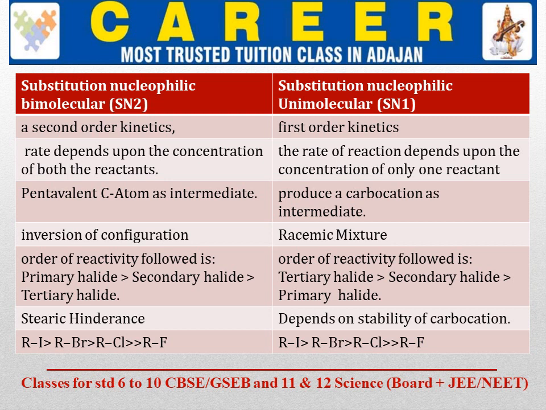Order of reactivity: primary is more reactive than secondary and tertiary towards SN2 reaction due to steric reasons, whereas towards SN1 reaction tertiary is more reactive than secondary and primary due to stability of the carbocation. Whether it is SN1 or SN2, iodide is always more reactive than bromide, than chloride, than fluoride.